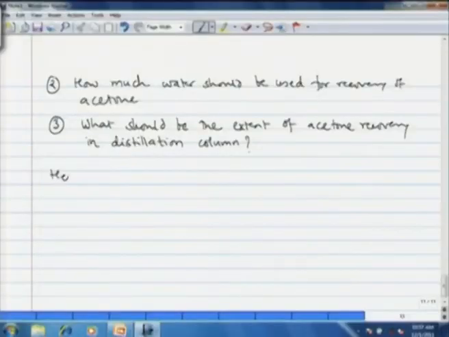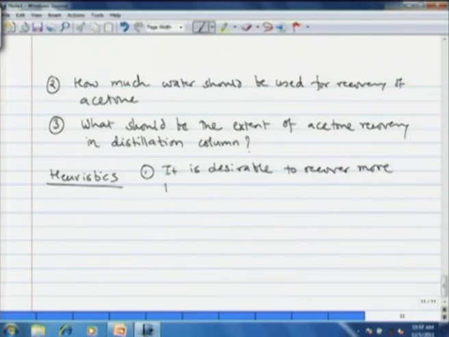The first heuristic is, it is desirable to recover more than 99% of all valuable material. This is a heuristic that we have already seen when we did the material balance for the HDA process.